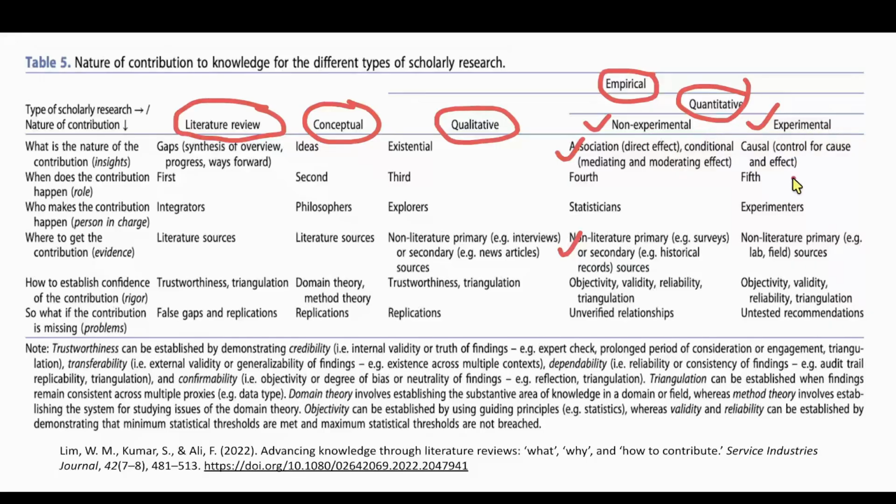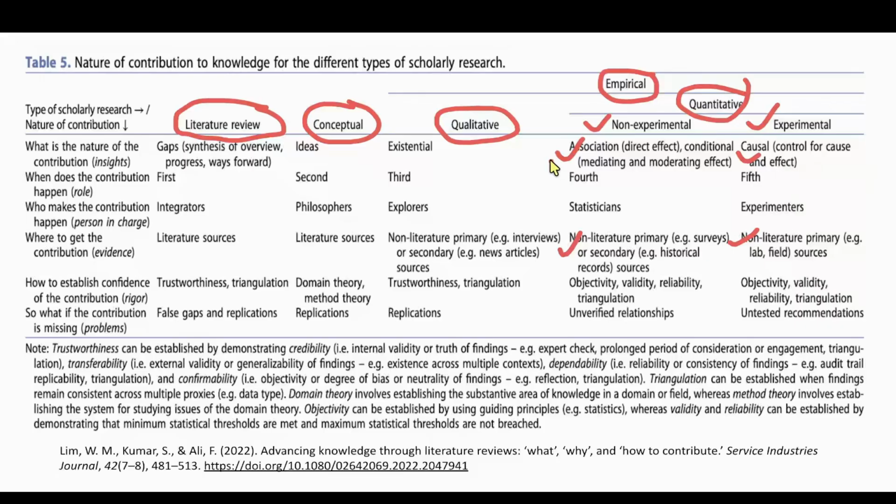If it is an experimental one, how are we doing it, and what are the non-literature primary sources of data which we are going to refer to? What are we checking? We must be checking some causal or control for cause and effect relationships.